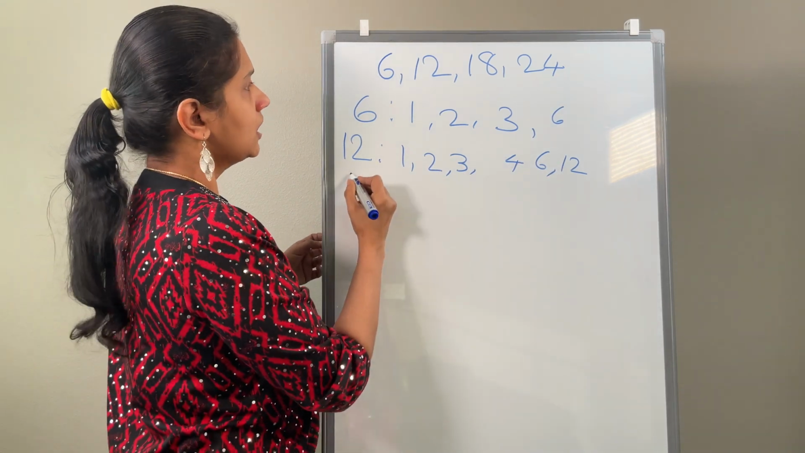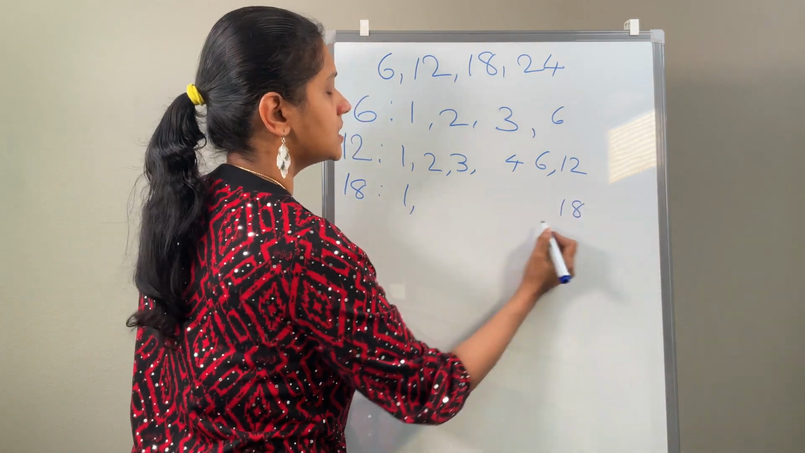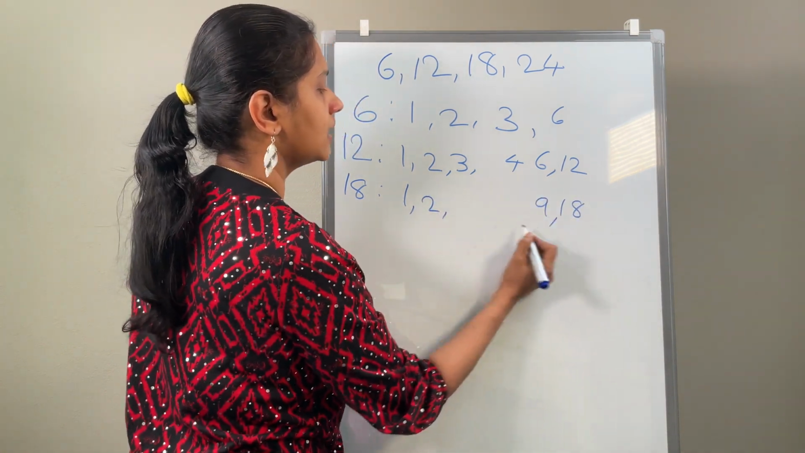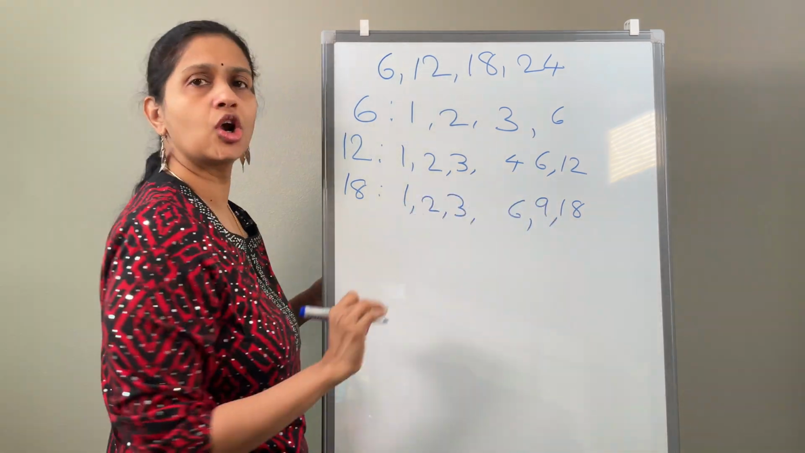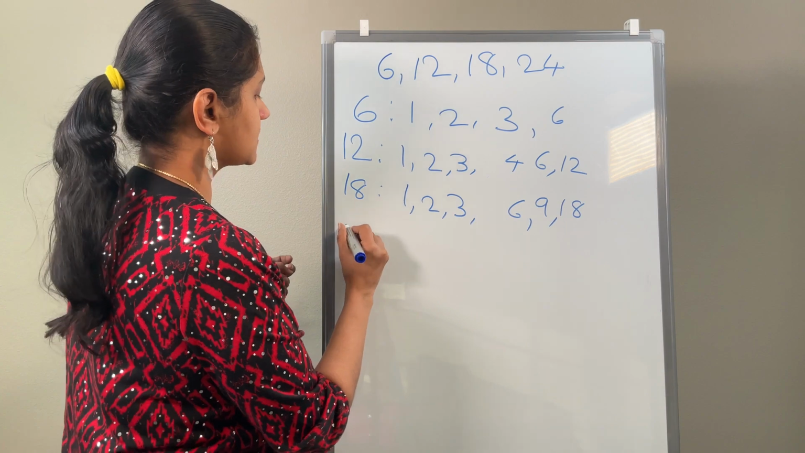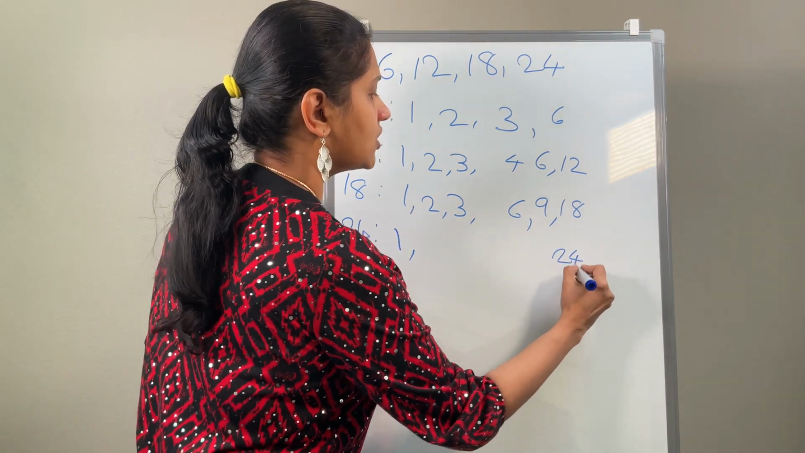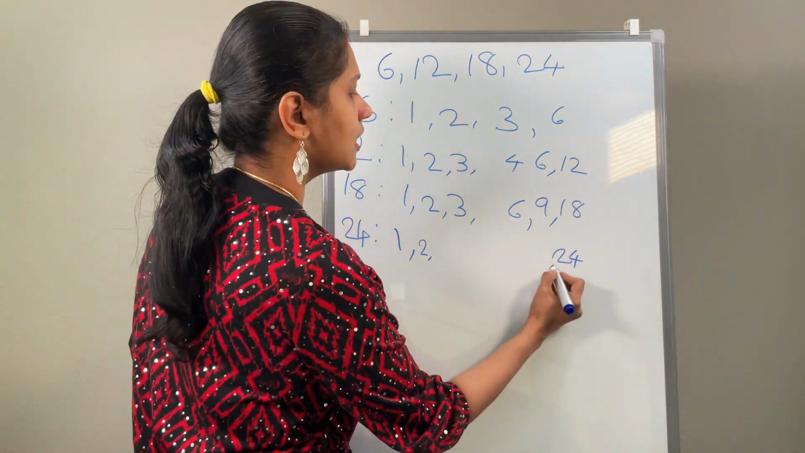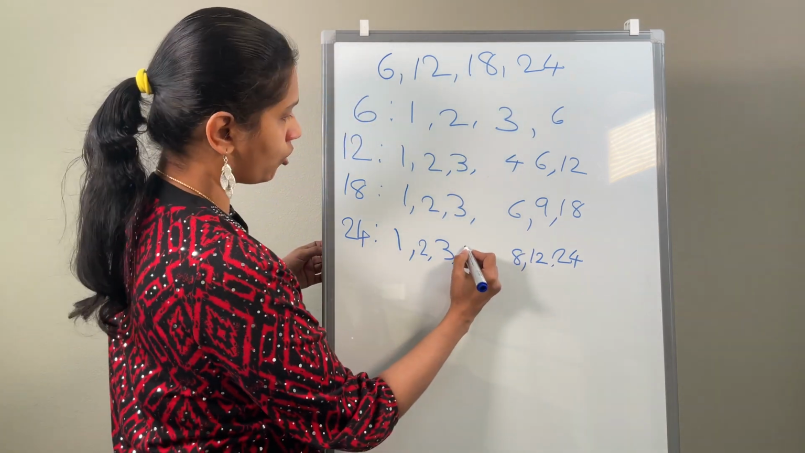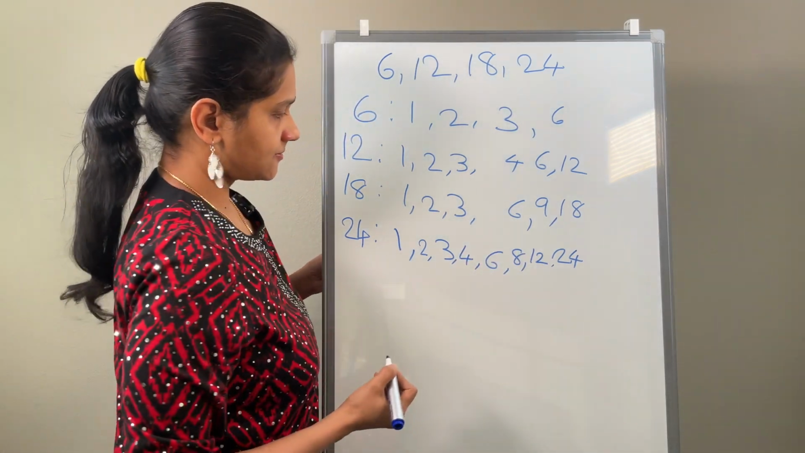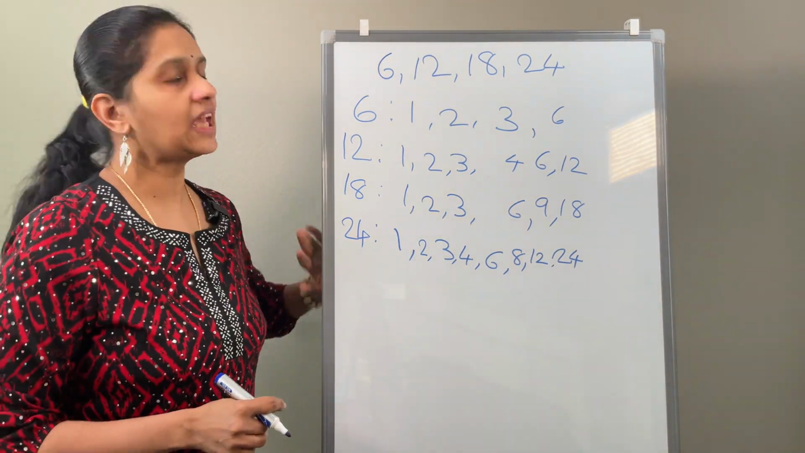Only this much. Next is 18. List the factors. 1 times 18, 2 times 9, 3 times 6. It won't go in 4, 5, nothing. So these are all the factors of 18. Now let us list the factors of 24. 1 times 24, 2 times 12, 3 times 8, 4 times 6. That's it. 5, 6, 7. All done. So now we have listed all the factors.